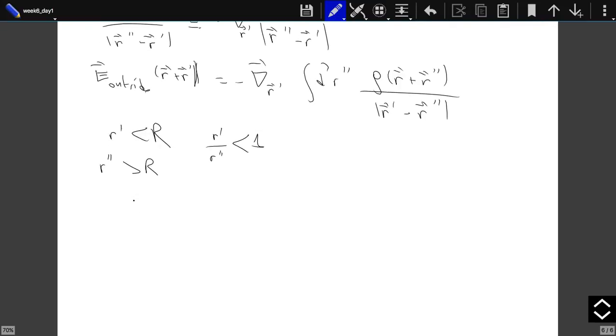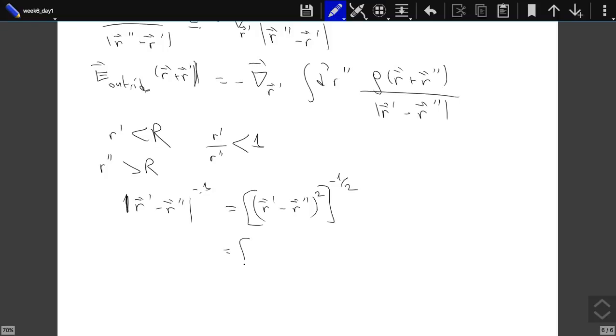So what we do is we have this 1 over, or let's say, r prime minus r double prime to the power minus 1/2. This is what we need. And this is equal to, no, not minus 1/2, minus 1. This is the magnitude squared of r prime minus r double prime to the power minus 1/2.